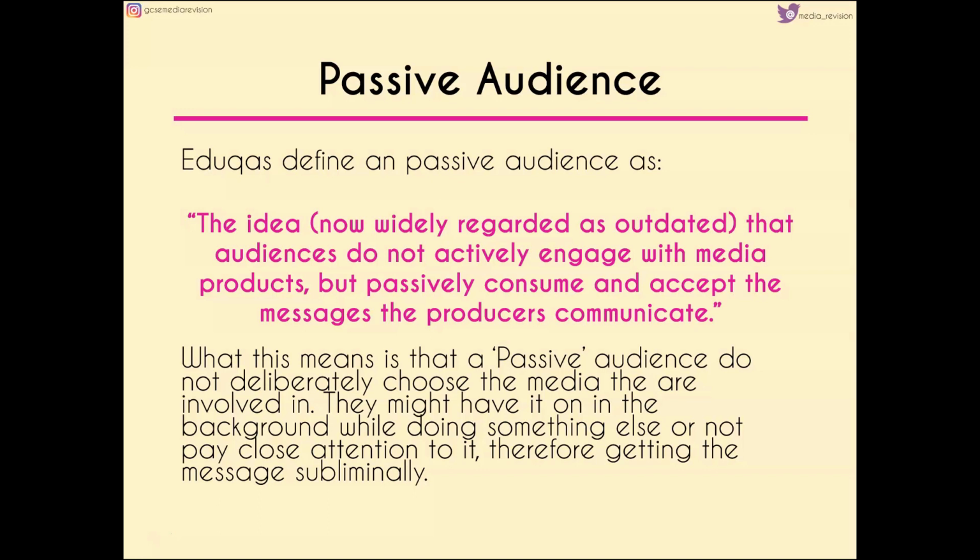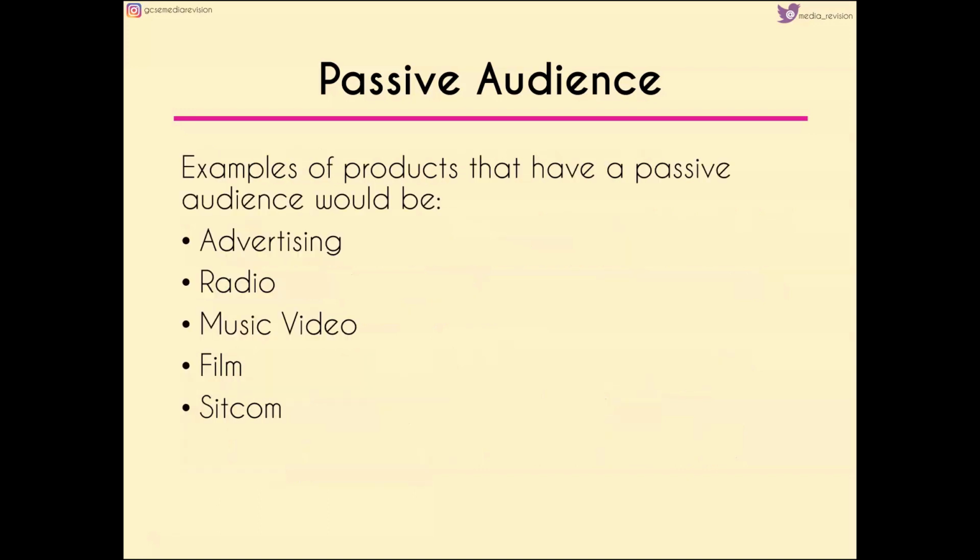Anyway, basically a passive audience are the group of people who don't deliberately choose the media that they're involved in. So they might be the sort of person who puts the telly on and just sits there with whatever is on in the background as they're doing something else. They might also not be paying close attention to what's going on, so any messages that they get will be taken in subliminally rather than directly accepted. And the sorts of products that have a passive audience here would be things like advertising, radio, music video, and then, as we said, things like film and sitcom, if it's just something that people have got on in the background.